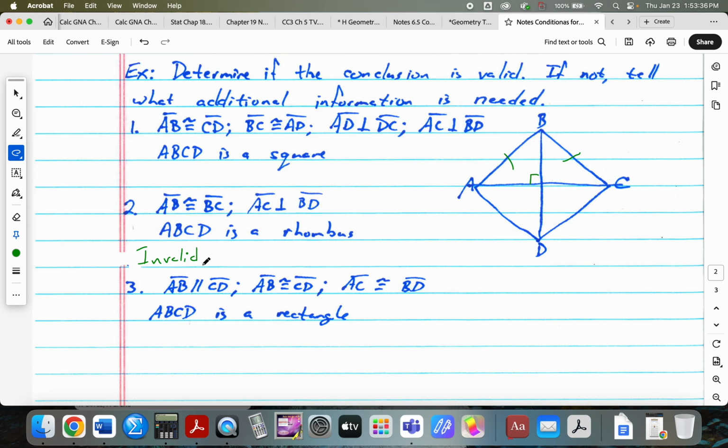What additional information is needed? AD, DC, AB, DC equal each other too. Yeah, there's lots of things you could say. I mean, you're not wrong, but the shortest thing to say is we need to know that ABCD is a parallelogram. If it was a parallelogram and the diagonals were perpendicular, of course it would be a rhombus.